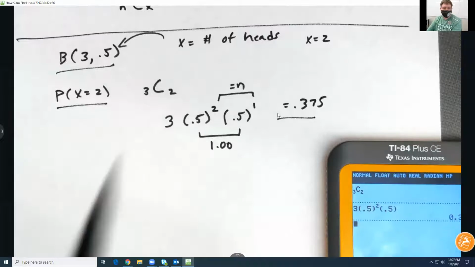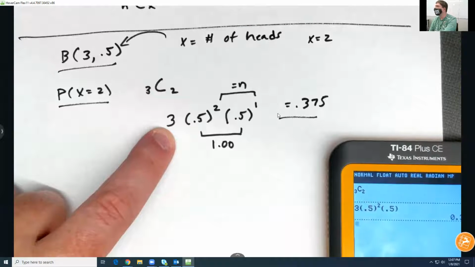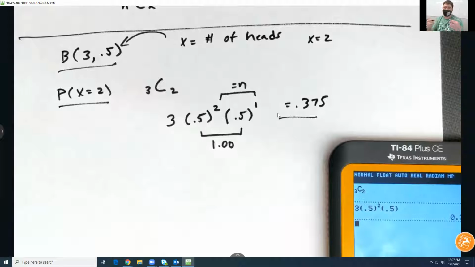So what this tells us is if Mr. G is going to flip 3 coins, he has a 37.5% chance of getting 2 heads in any combination, because that took care of all the possible outcomes. All right, so does that kind of make sense what we're doing behind the scenes?